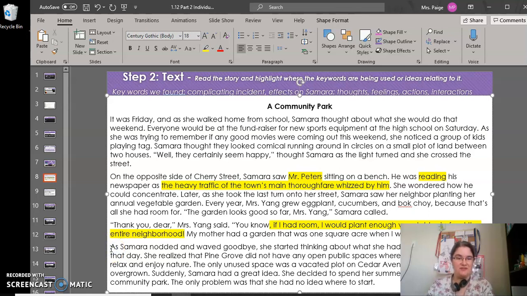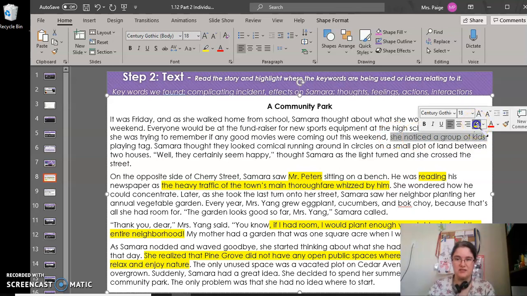All right, next paragraph. As Samara nodded and waved goodbye, she started thinking about what she had seen on her walk home that day. She realized that Pine Grove did not have any open public spaces where everyone could go to relax and enjoy nature. So that's what the big problem is. Which tells us also that there was one more thing that made her feel this way. When she saw the kids running around, that was part of it as well. So she noticed a group of kids running around on a small plot of land.